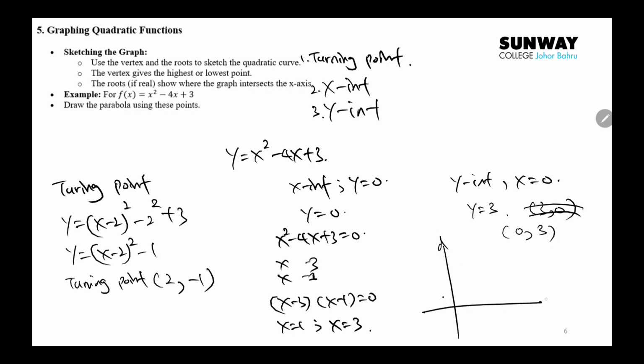Combining all this information together, this is the x-axis, that is the y-axis. This is 1, 2, 3, 4, 1, 2, 3, 4, 1, 2, 3, 4. So 2 and negative 1 is roughly here. This is the turning point, and you will cross the x-axis at x equals 1 and x equals 3, and then 0, 3 is the y-intercept. So connect all this information together. This y equals x squared minus 4x plus 3 can then be drawn.